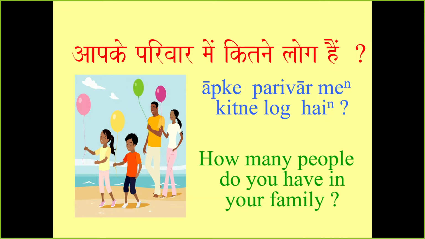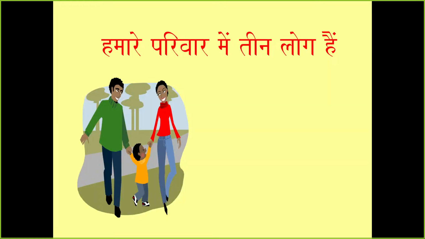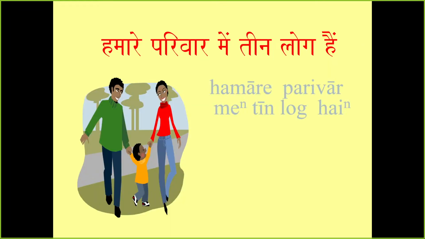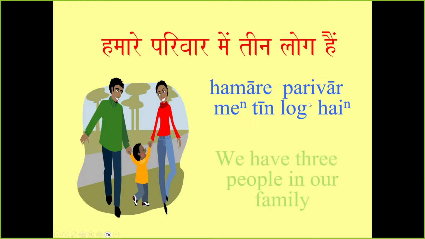Four. So, assuming it's four, you would say हमारे परिवार में 4 लोग हैं. The word for people is log. So there are four people in my family. Kavina, how would you say that? How many people in your family? Can you read the sentence for me, Kavina?